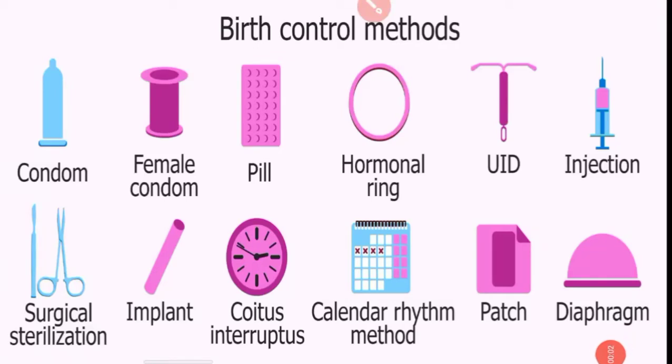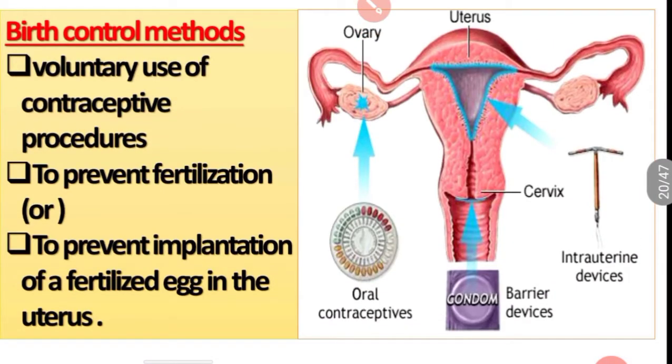Hi children, in this video we are going to discuss birth control methods. Birth control methods are actually the voluntary use of contraceptive procedures. First of all, what are contraceptives?